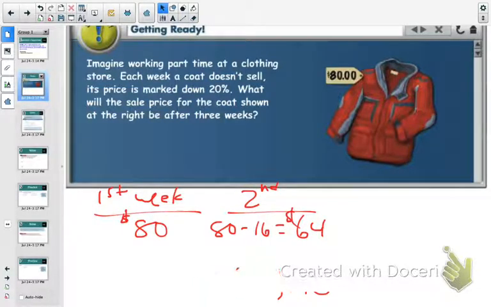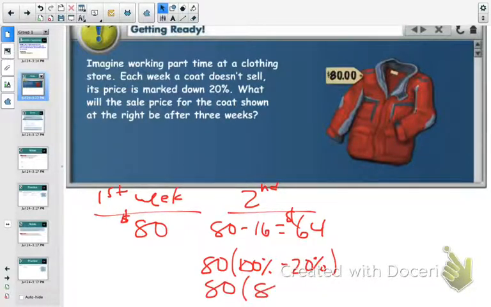Okay, another way you could do that is you can say this is going to be 80 times, originally you were paying 100% for the coat. You're going to mark it down 20%, so subtract 20%. That's going to be 80 times 80%, which is just 80 times 0.8. Okay, and that also gives us 64. So either way works. You can figure out how many dollars off it is and then subtract it first, or you can figure out how much percent it is off and then multiply.